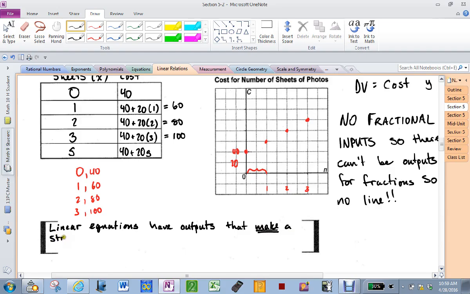The outputs make a straight line. Okay. We connect only if fraction inputs are allowed. Does everyone understand? It has to be input and output to connect. The inputs have to allow for fractions. If they do, you connect the line.